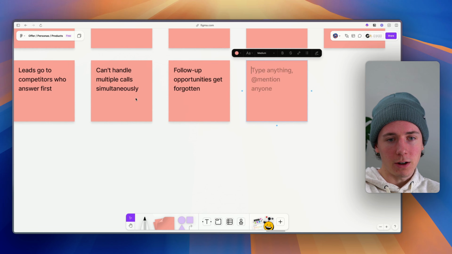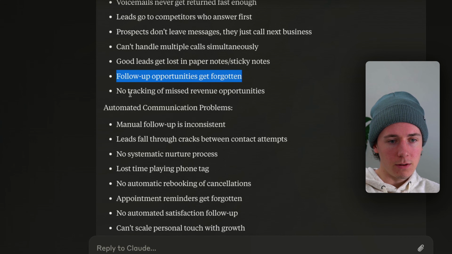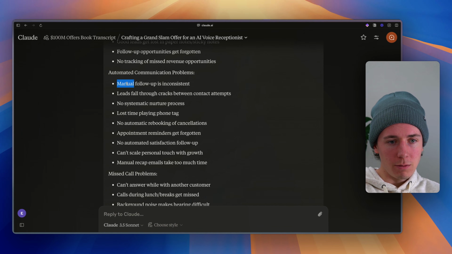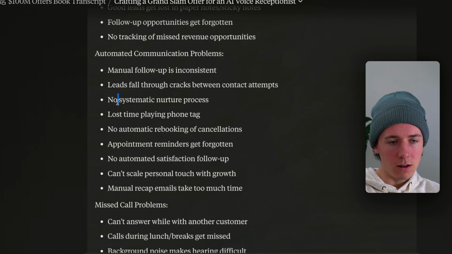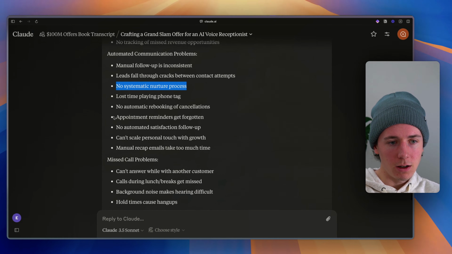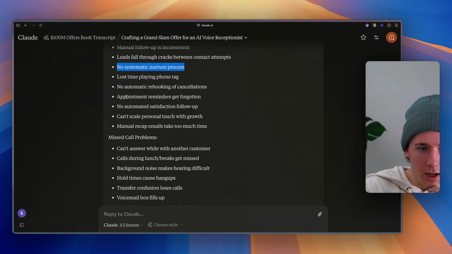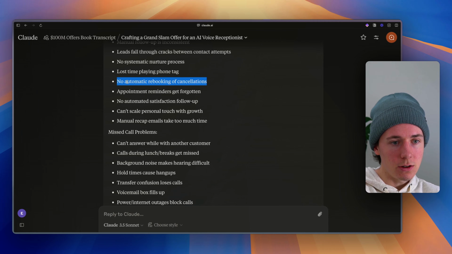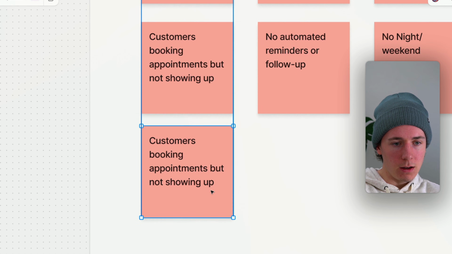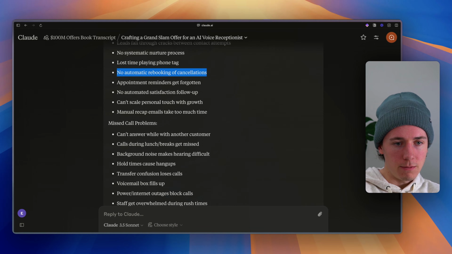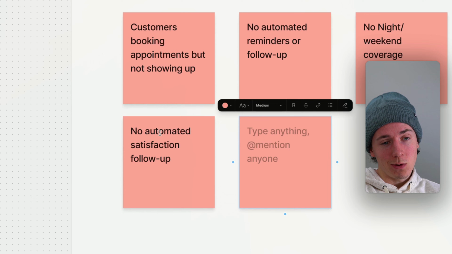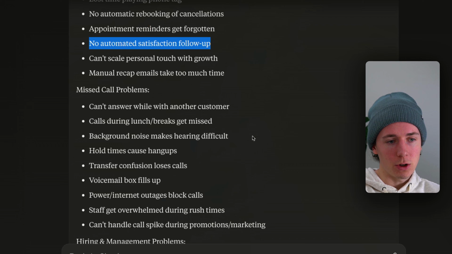Follow-up opportunities get forgotten. Then we have no tracking of missed revenue opportunities. That's not really it, but manual follow-up, we already put that in there. No systematic nurture process. I guess that's kind of the same thing, but I'll still put it. It's a little bit different. No lost time playing phone tag. No automatic rebooking of cancellations. That's actually really good. Okay. Getting testimonials could be an interesting one, but honestly, whatever. We're just doing ideation right now.